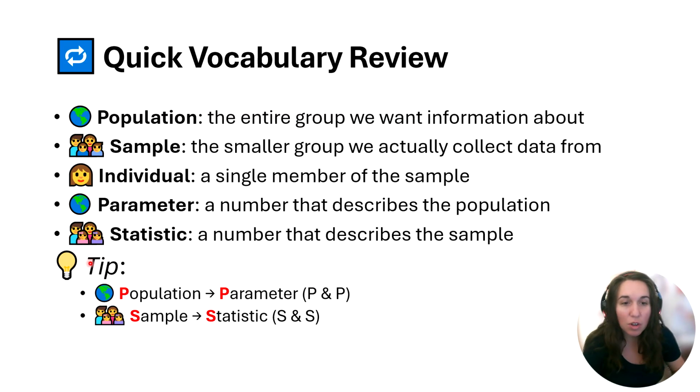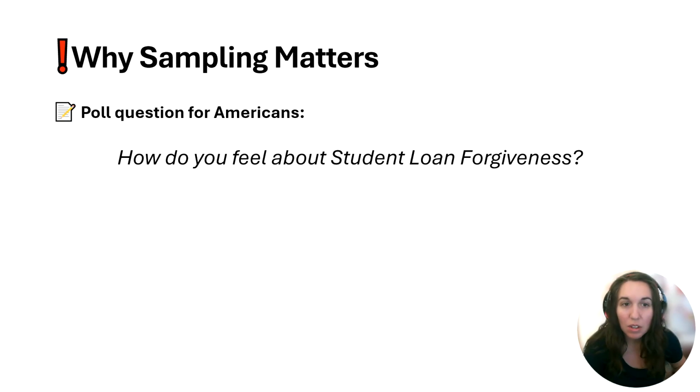In the last video, we talked about the way to remember that. When we're talking about a population, the number that we use is the parameter. We have the P for population, the P for parameter. And when we're thinking about a sample, a smaller group, the number we use to represent that is the statistic. So we have the S for sample, S for statistic. Okay, so why does sampling matter?